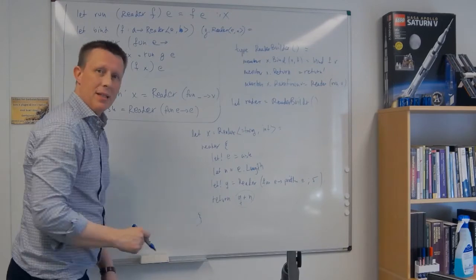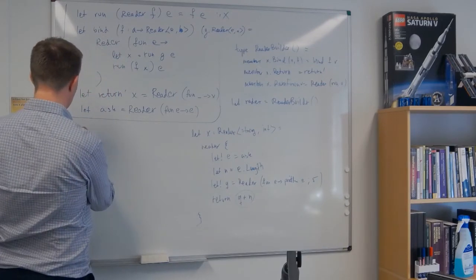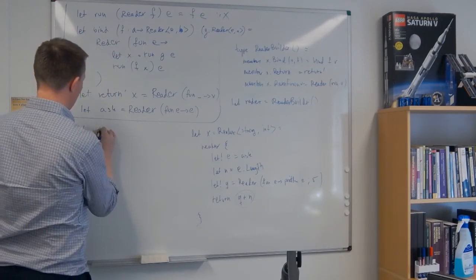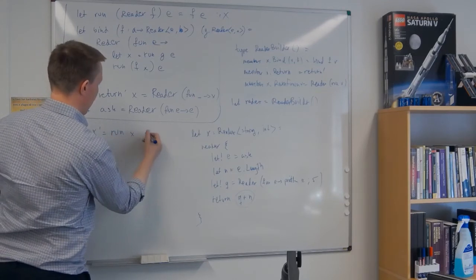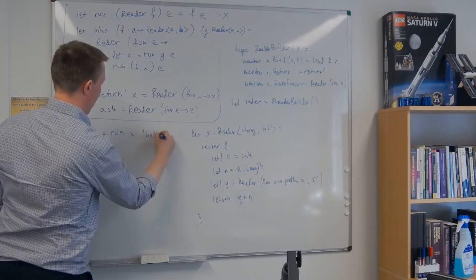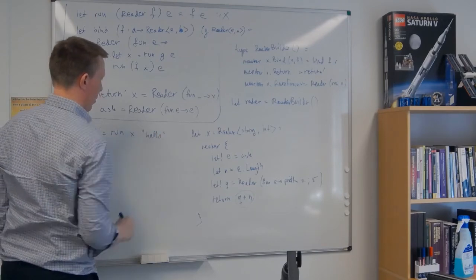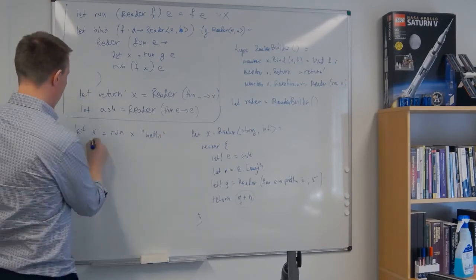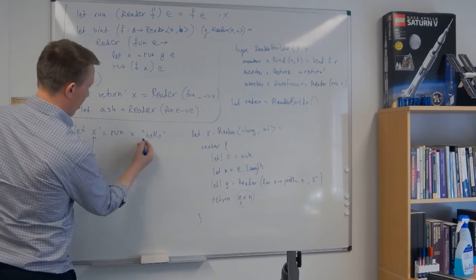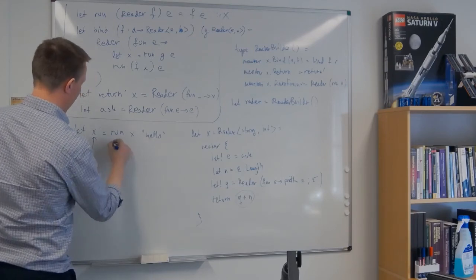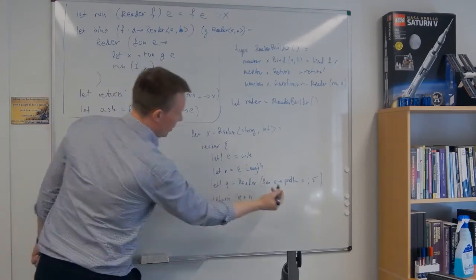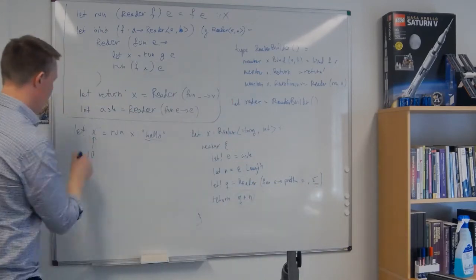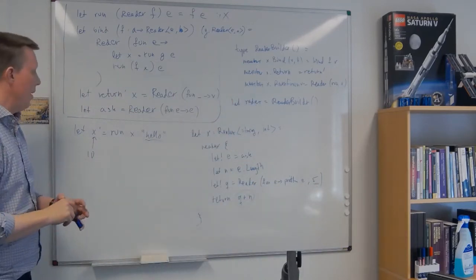So how do I get stuff out of it? Well, let X prime equals run X hello. And this will give the value 10. Since this is 5 characters and I add 5 to it, this will produce the value of 10 when I run this reader.